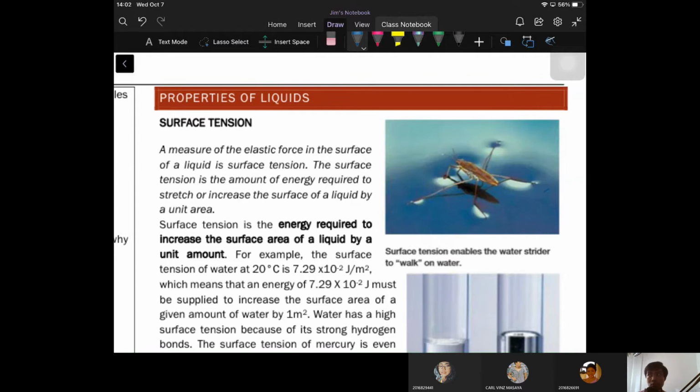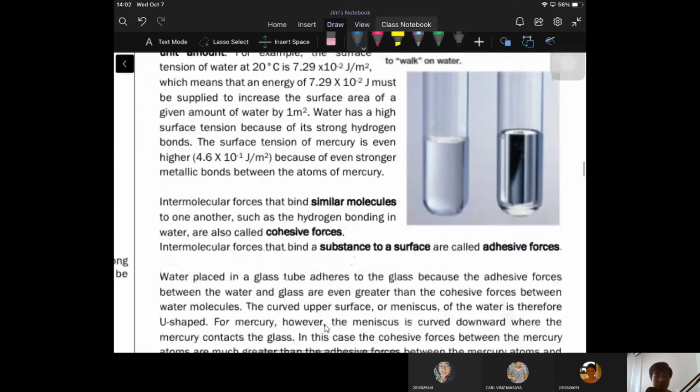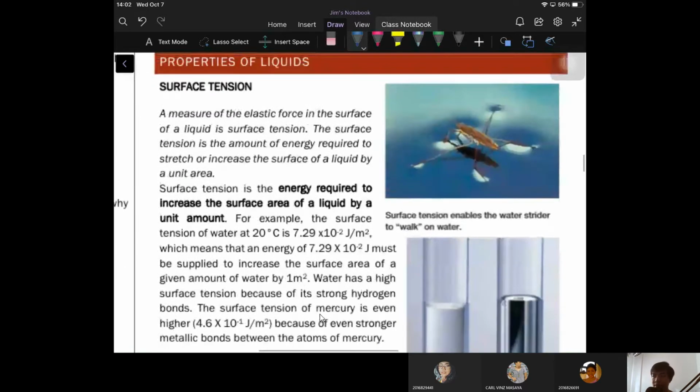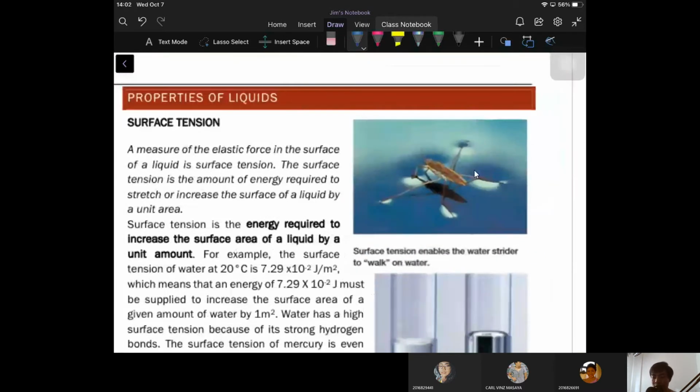Now. So there are two properties of liquids that we have to consider. Number one is the surface tension. The other one is the viscosity. Now, so surface tension muna tayo. So for example, we have this water strider.